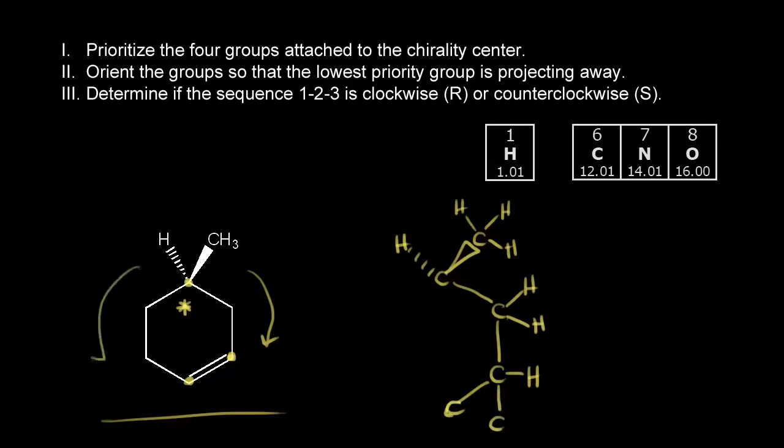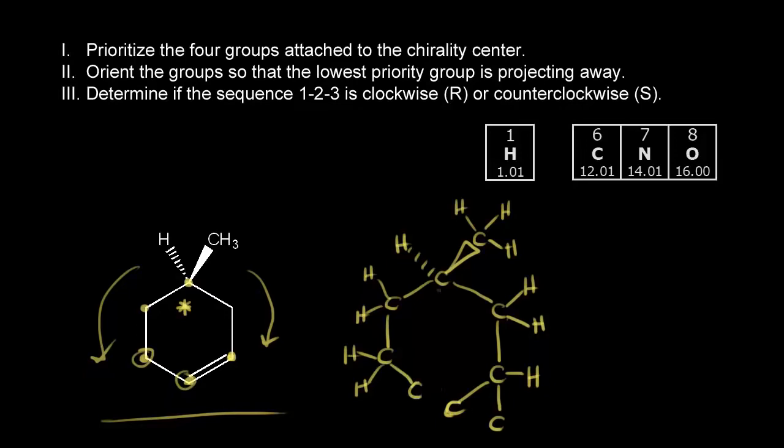Going this way around the ring, we hit a CH2, so let me draw that in. So here's our CH2, and then we hit another CH2 right here, so a CH2, and then this carbon is bonded to this carbon, so I'm just going to draw a line in there like that.